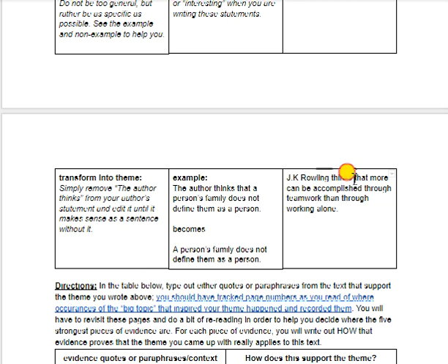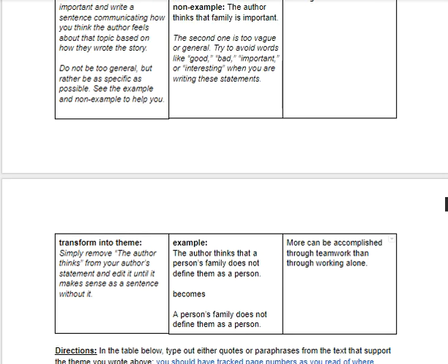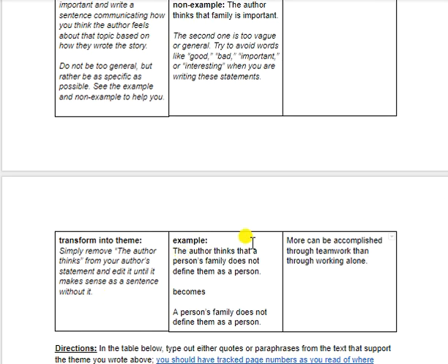So I'm going to take off "J.K. Rowling thinks that." I'm just going to take all of that off. And then I'm going to read it and make sure it makes sense. More can be accomplished through teamwork than through working alone. Voila. Now, it might seem strange to you, but we don't need to put it in these terms that the author thinks that, okay?